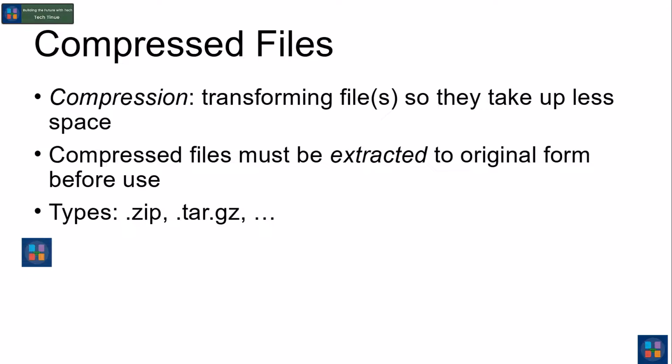If you want to actually access the information inside of a compressed file, you have to extract that file, or decompress it, or uncompress it, or whatever, back to its original form before you can use it again. So with compressed files, there's a lot of different types. The most common is probably .zip. .tar.gz is another type of compressed file.